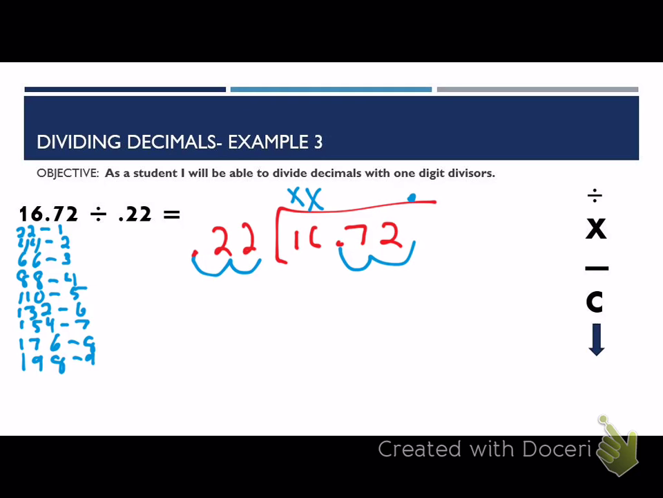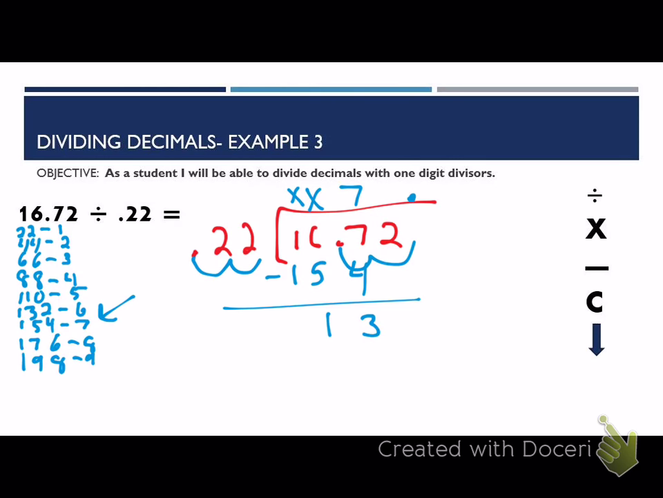How many times does 22 go into 167? Well, this is the biggest one without going over. That would be 7 times. 7 times 22 is 154. We're going to go ahead and subtract. 7 minus 4 is 3. 6 minus 5 is 1. 1 minus 1 is 0, so there's nothing there.